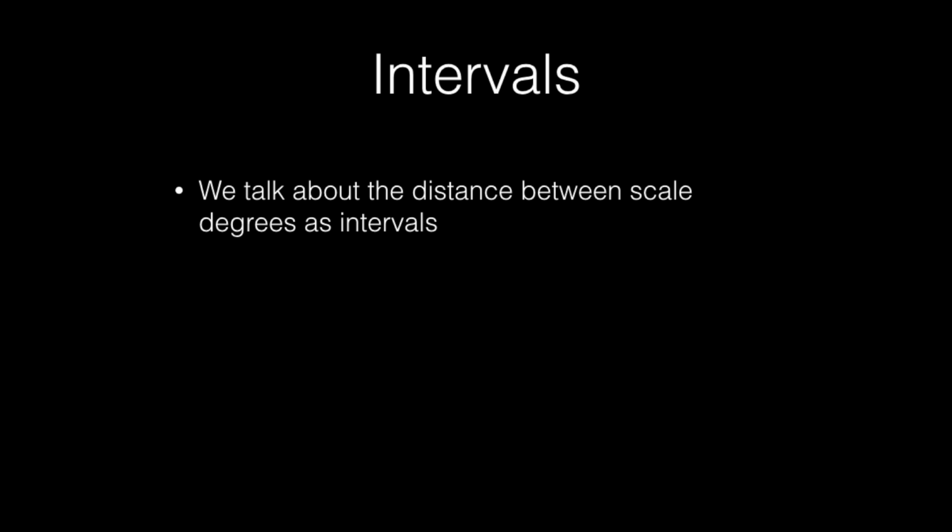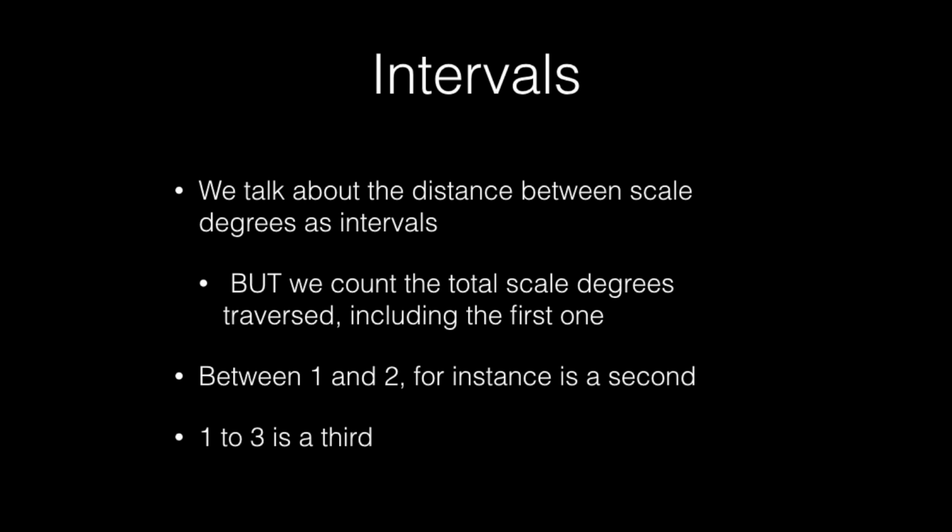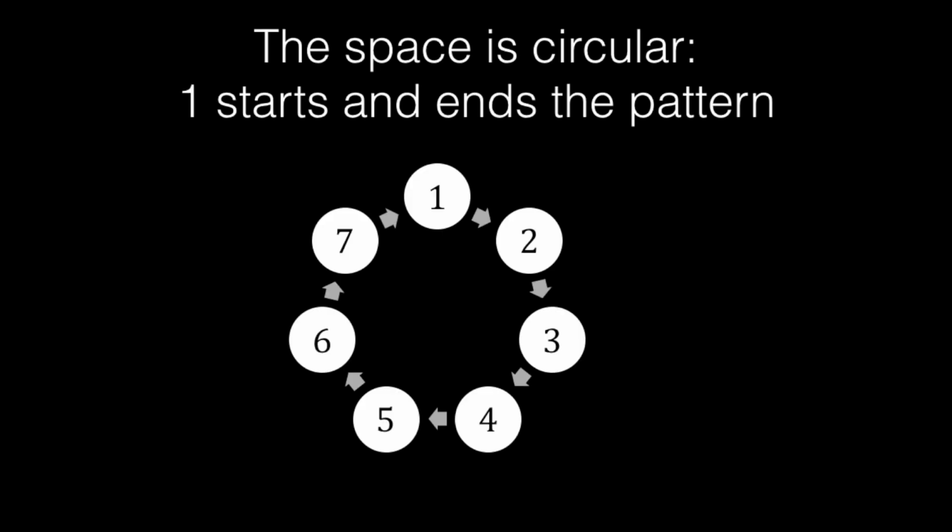Intervals within scales. We talk about the distance between scale degrees as intervals, but importantly we count the total scale degrees traversed, including the first one when we do this. So between scale degree 1 and scale degree 2 is a second. 1 to 3 is a third. Now, remember that the space is circular. 1 starts and ends the pattern.